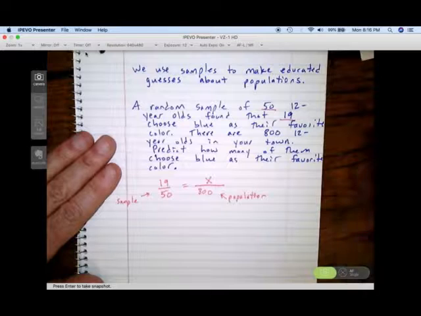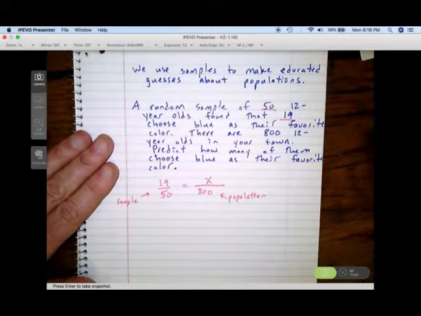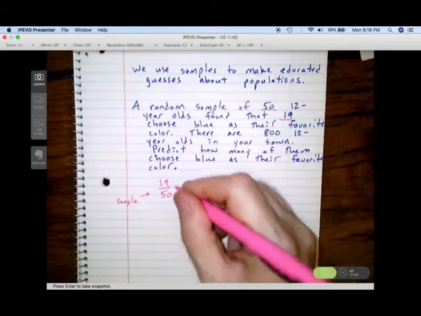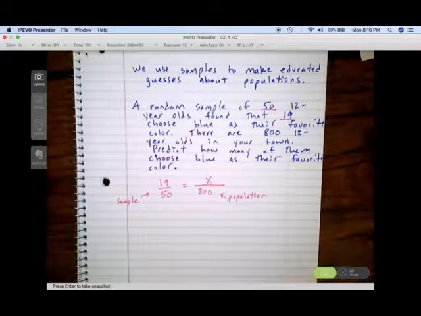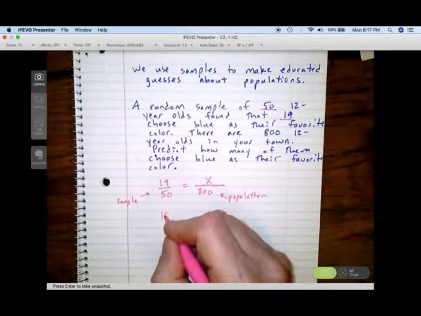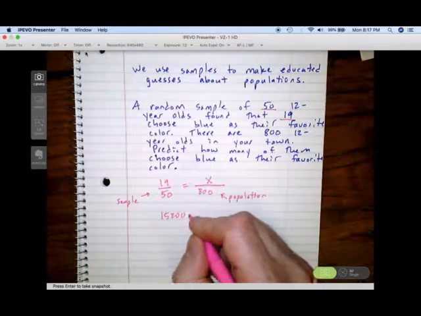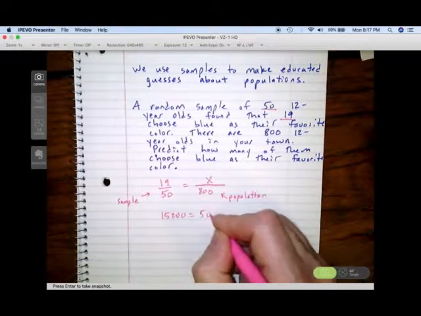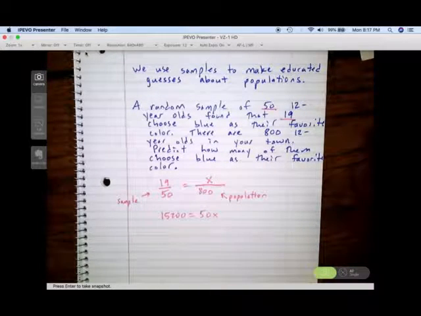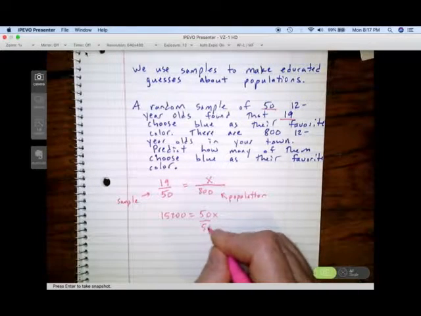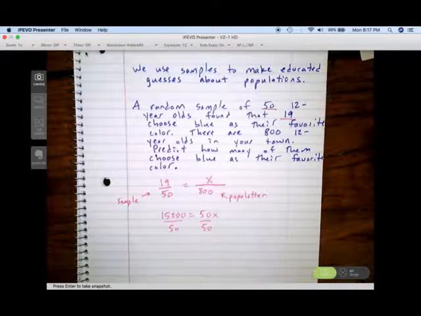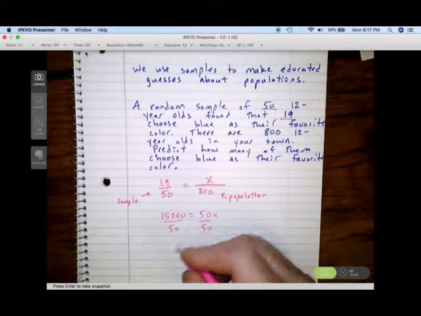Okay? And we're just going to go ahead and solve this by cross multiplying. Okay? So 19 times 800 is 15,200 equals X times 50 is 50X. Okay, and remember, to solve this, we divide both sides by the number in front of the variable. We're going to divide by 50. And 15,200 divided by 50 is 304.